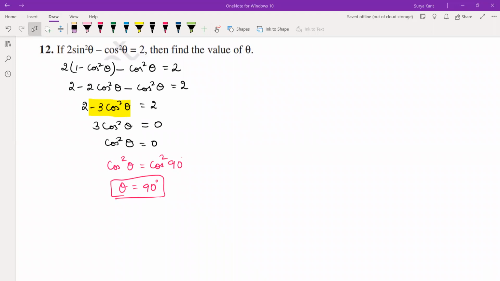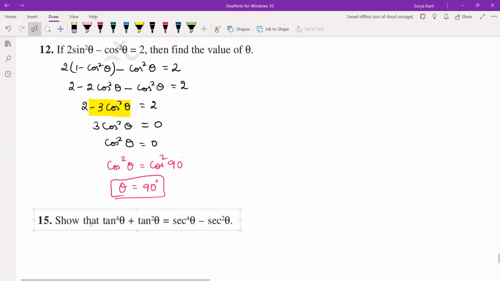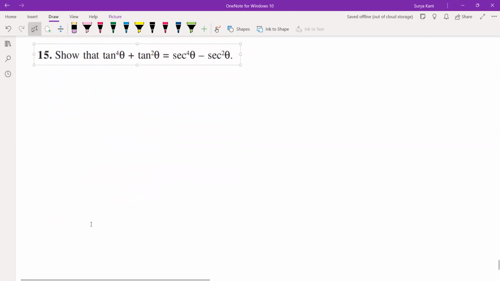Next question, I will do question number 15. Questions 13 and 14: the 13th is based on your 90 degrees, that's complementary angles. The 14th you can just do at home. The 14th one is like a height and distance question, an application of trigonometry. Now solve this one. This is the last question of today. Question number 15. Show that tan to the power.